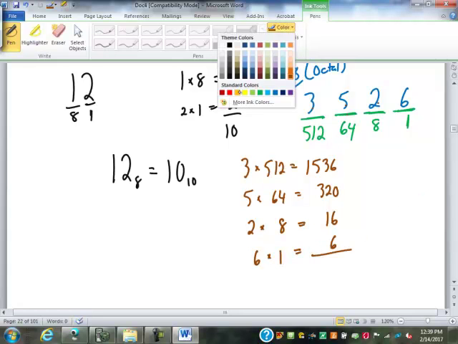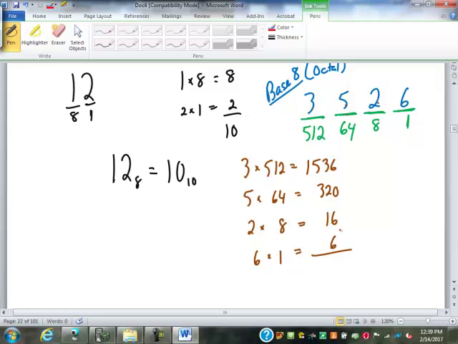We add those up to get what that value is in base 10. That's 18, 4, 6, 7, 5 and 3 is 8, and 1. So 1,878 base 10 is equivalent to 3526 in base 8, in octal.